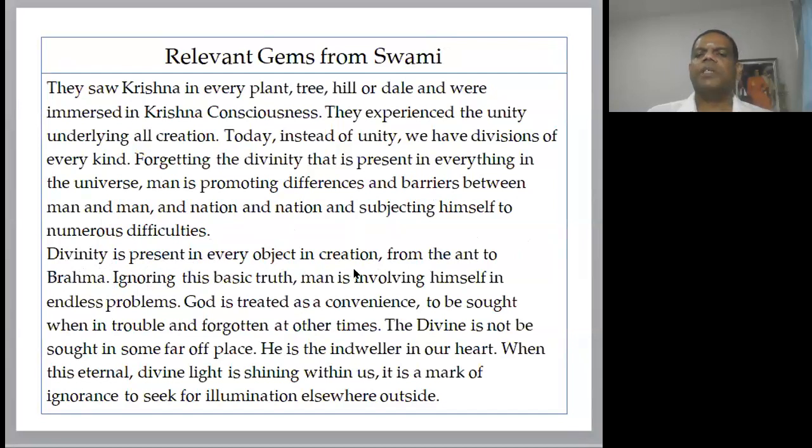Divinity is present in every object in creation, from the ant to Brahma. Ignoring this basic truth, man is involving himself in endless problems. God is treated as a convenience, to be sought when in trouble and forgotten at other times. The divine is not to be sought in some far-off place. He is the indweller in our heart. When this eternal divine light is shining within us, it is a mark of ignorance to seek illumination elsewhere outside.